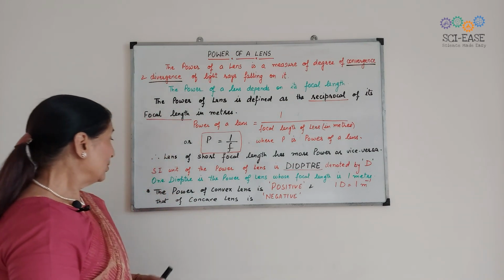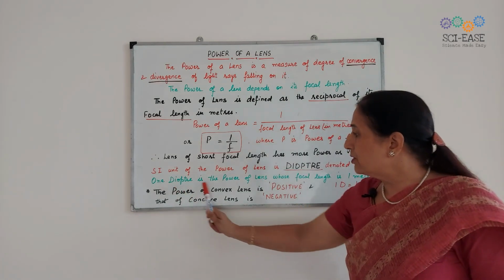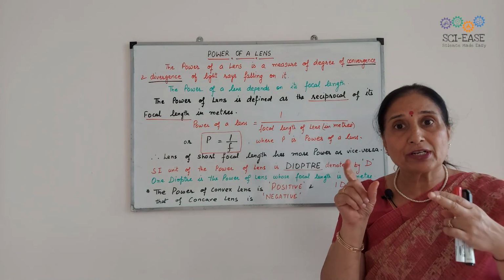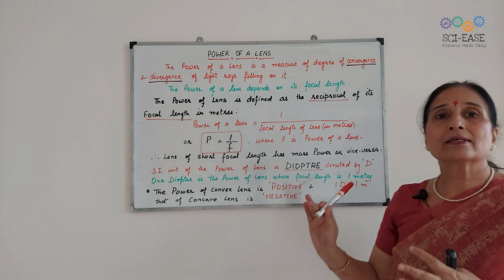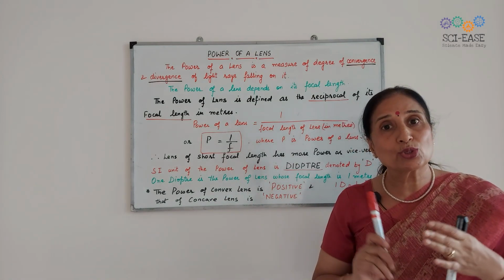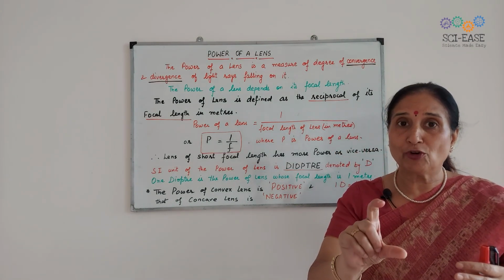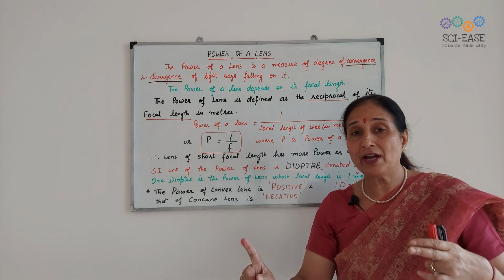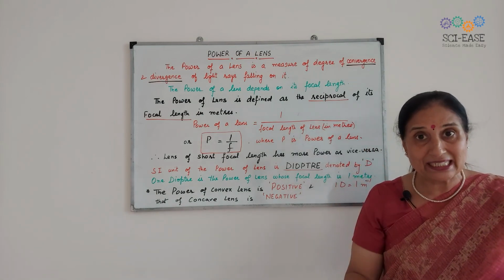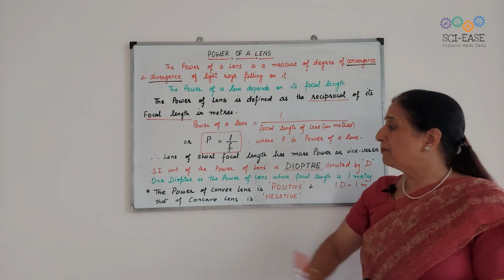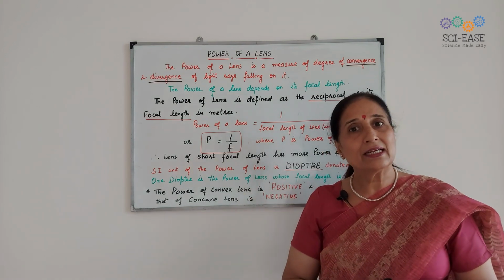Okay? So, one thing which is very important, and you should remember this: the power of convex lens is always positive, and the power of concave lens is negative. When you are to solve the numericals, these things you must keep in your mind. The expression for the power, that is P is equal to 1 by f, and then I have told you that the focal length should be taken in meters, and the third thing, the power of convex lens is positive and the power of concave lens is negative.